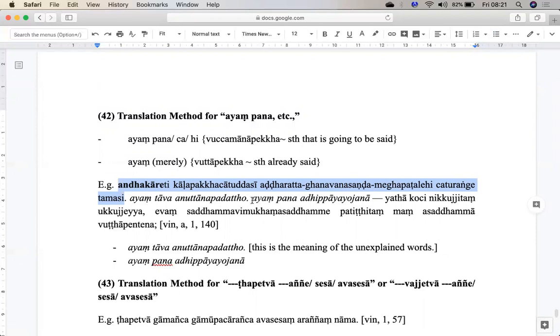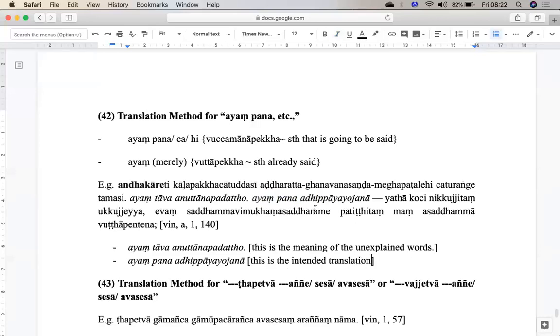But here next, ayan bana adibaya yojana. This is the understandable translation. Understandable translation: ayan bana adibaya yojana, or intended translation. So this is the intended yojana translation actually.